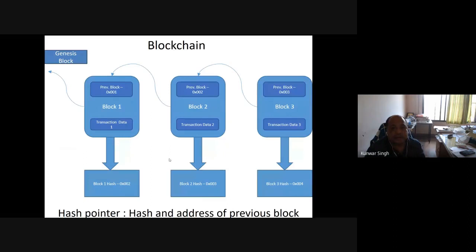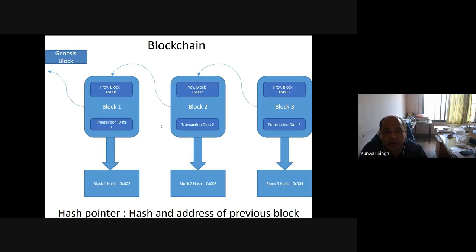Okay. Any doubt till this point? Cryptography part. If you have queries till this point, I will be happy to take them. Okay, so if there is no query, we'll move on. So now we'll come to the blockchain.